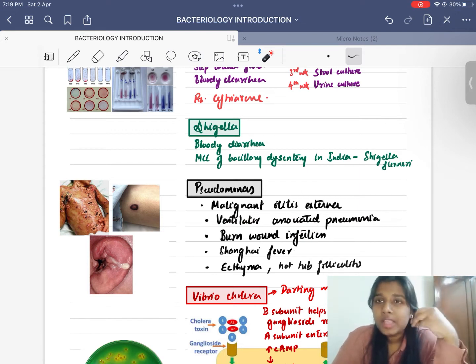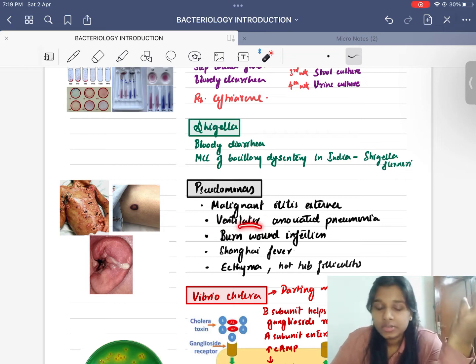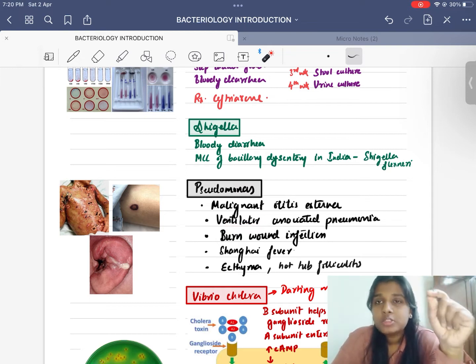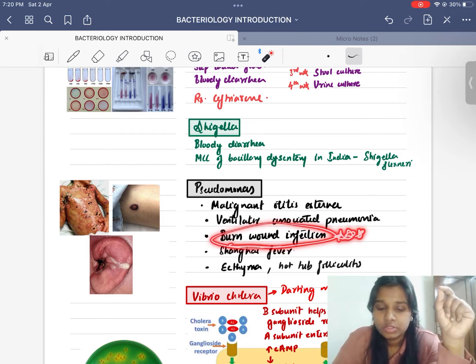We said that in a ventilator you're going to put a fake pipe, right? You're going to use a fake pipe inside, so it's like pseudo. So ventilator is not the natural ventilation, it's the fake ventilation. So that is pseudo for fake. So Pseudomonas causes ventilator associated pneumonia. Also an important thing, burn wound infections, very important. Pseudomonas is the cause of burn wound infections.